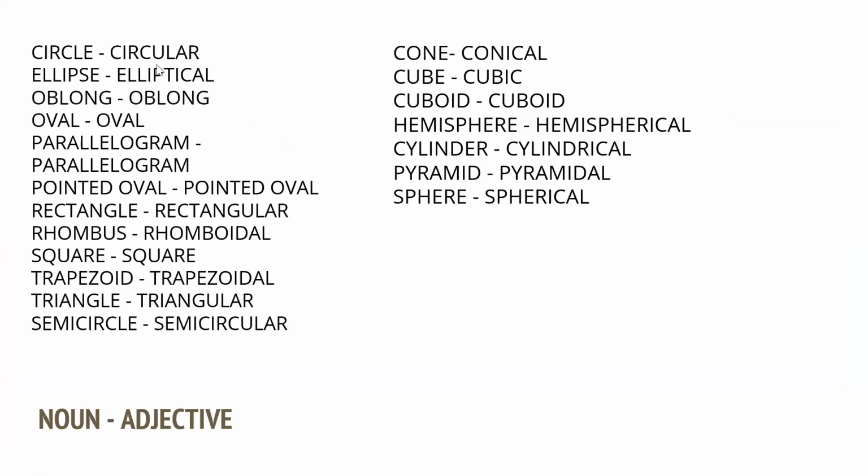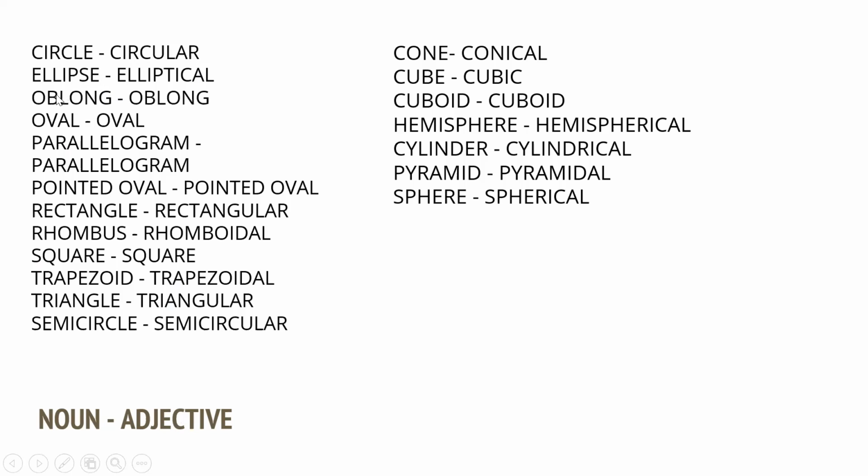The first thing you need to know is the change of each vocabulary from noun to adjective. Each word usually has a different form of adjective, but some of them have exactly the same form of adjective. Let's see. Here we have circle. Circle is the noun form. And then the adjective form is circular.